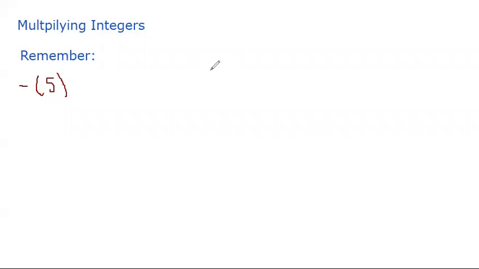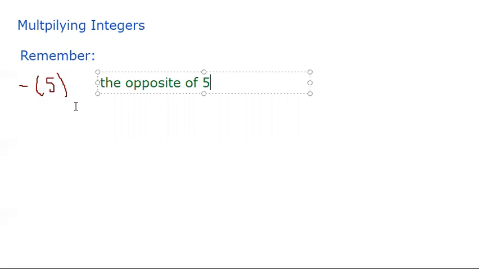So in multiplying integers, if you recall from lesson 1, this reads as not -5. That's the answer. Remember, a dash outside of parentheses stands for the opposite of 5. So you've got to remember, this actually stands for the opposite of 5. That's what that stands for. So a dash out front of parentheses stands for the words the opposite of.